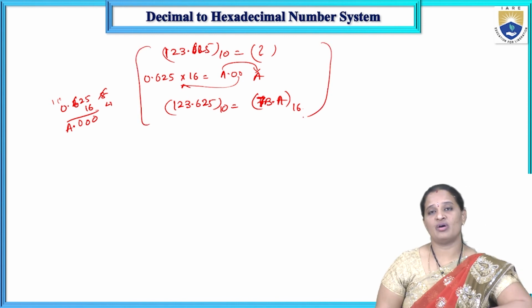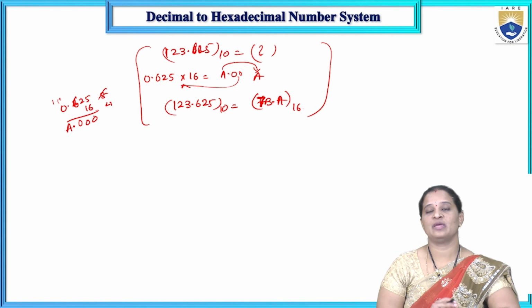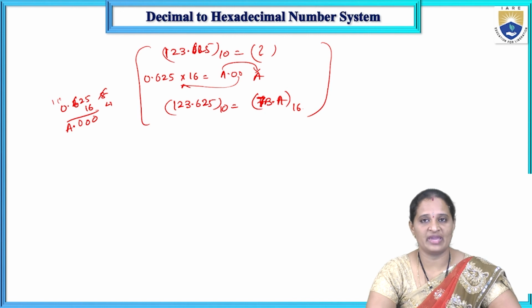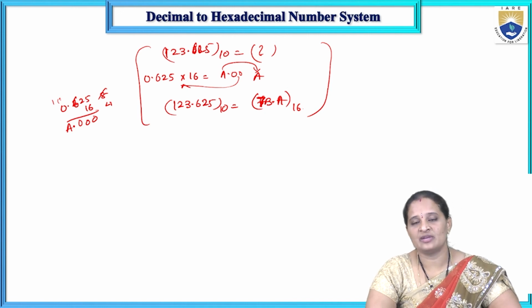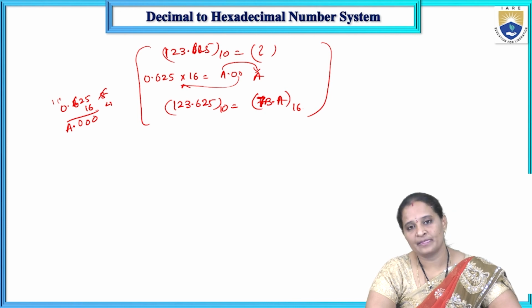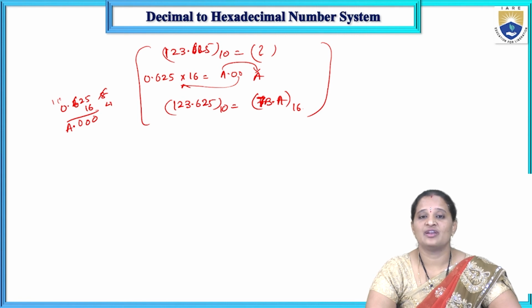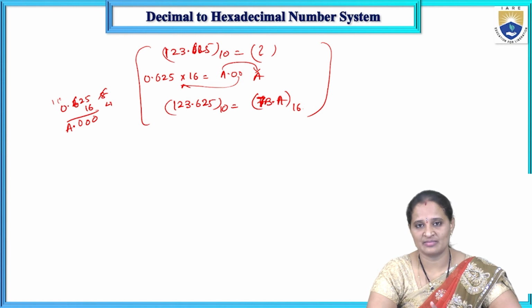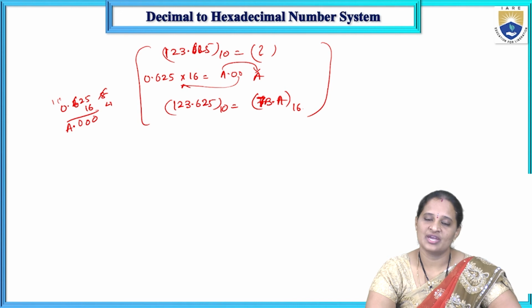So that means a decimal number can be converted into any other number system of base R. The integer part can be converted into base R by successive division of the decimal number by R. Successive division means the division should be done until the remainder is 0, and we need to keep track of the remainders from bottom to up. That means the last remainder is considered as MSB and the first remainder is considered as LSB.